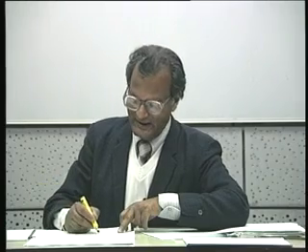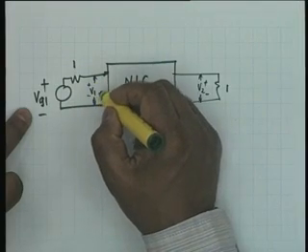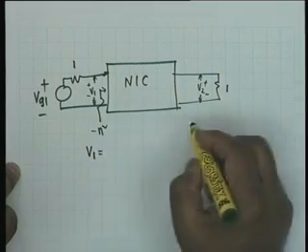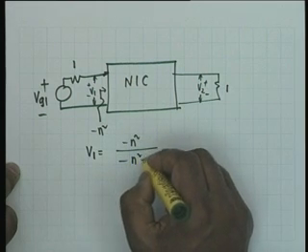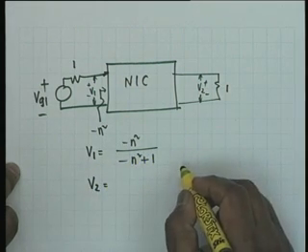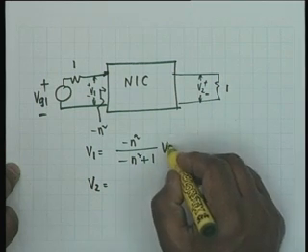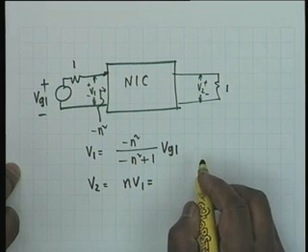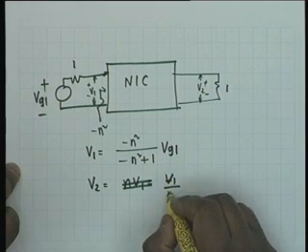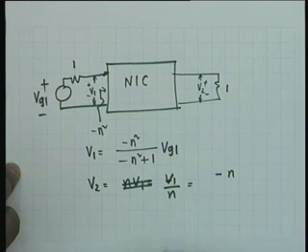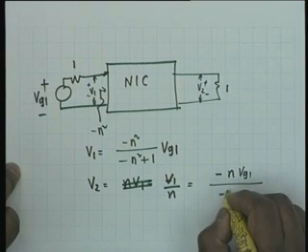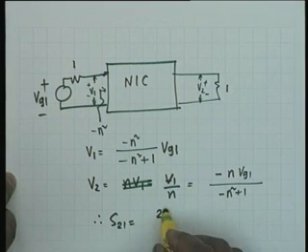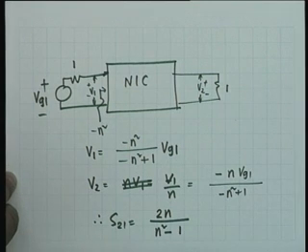So we have minus N squared. We have already calculated this. And therefore V1 is equal to minus N squared divided by minus N squared plus 1, multiplied by Vg1. And V2 is V1 by N. That is equal to minus N Vg1 divided by minus N squared plus 1. Therefore S21 is equal to 2N divided by N squared minus 1. Okay, I have taken care of the negative sign.